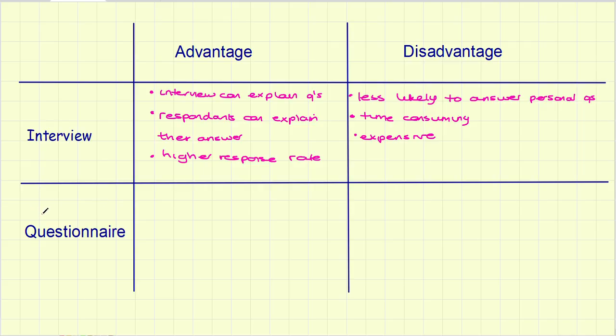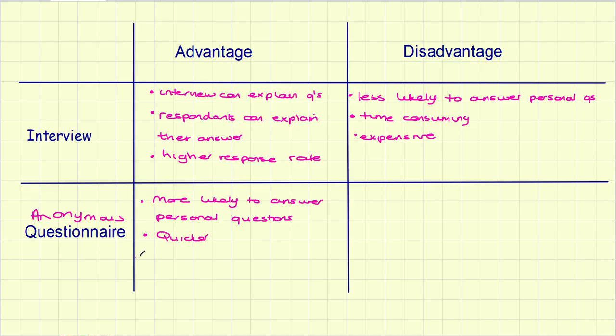Right, and a questionnaire then. If it's anonymous, let's just cover an anonymous one. So they're more likely to answer personal questions. Quicker, and therefore it's cheaper. Easier to send questionnaires to a large sample size.